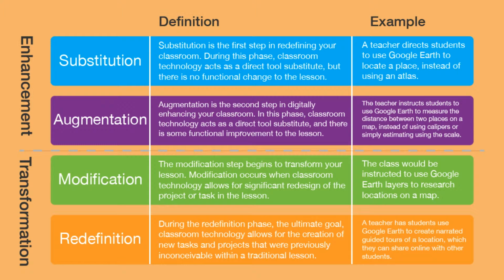For augmentation, you're actually going to measure the distance. You're going to actually start to plan a trip perhaps. Modification, you're going to put layers on top of that map to actually start researching the place. So you're looking at, okay, what's the culture, what's the food like, what's the flag of that country, those types of things start layering on top of the map. And then redefinition, students are going to actually create a tour of the location, right? So you're going to have this 3D tour of the place you're looking at. So you've started by just saying, let's look at this place on a map. With redefinition, the lesson is completely different.